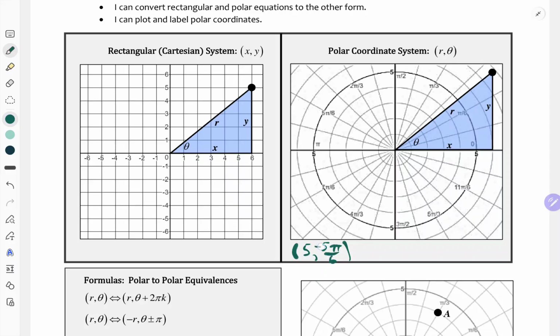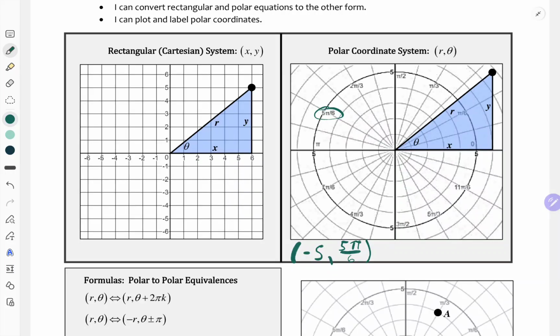Actually, negative r's is what we'll do. So positive pi over 6 for the angle, I'm going to erase that, and negative for the r. So negative 5, and then 5 pi over 6 for the angle. All right. So we know where that angle is, right? 5 pi over 6, that's right there.